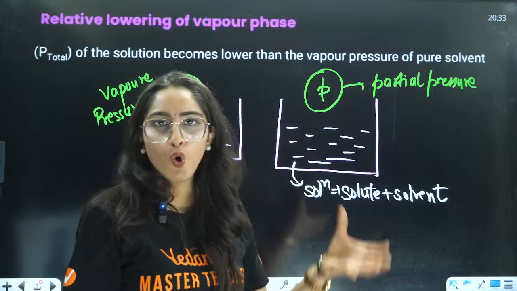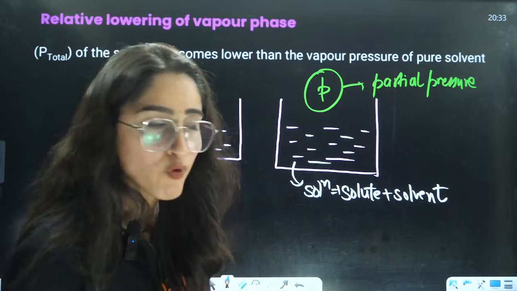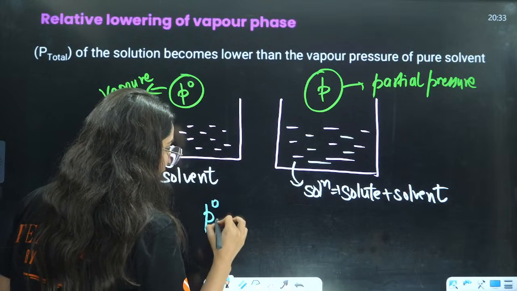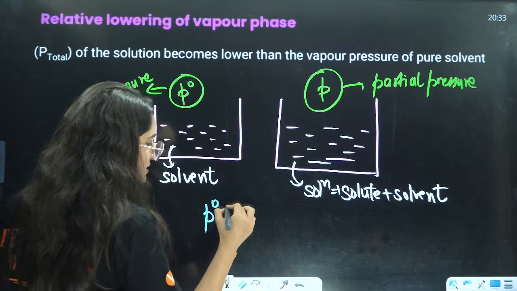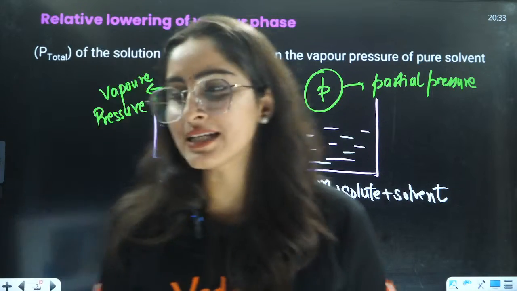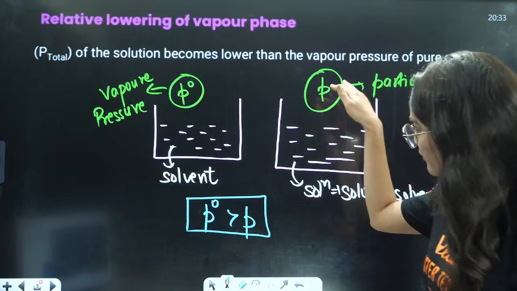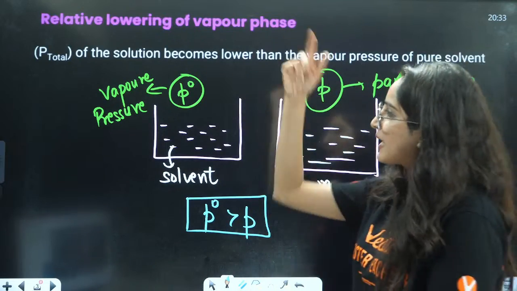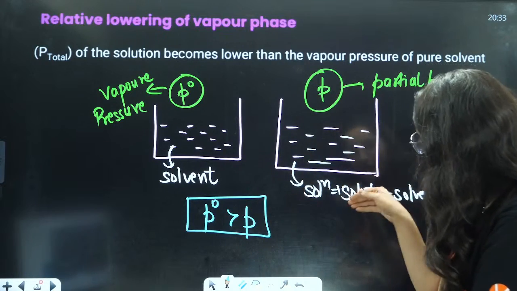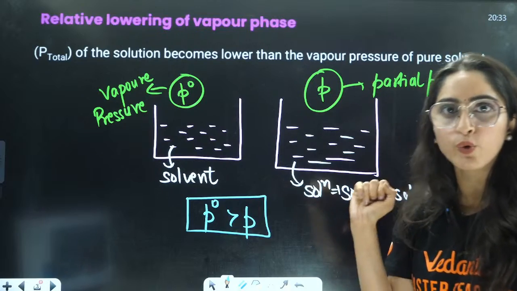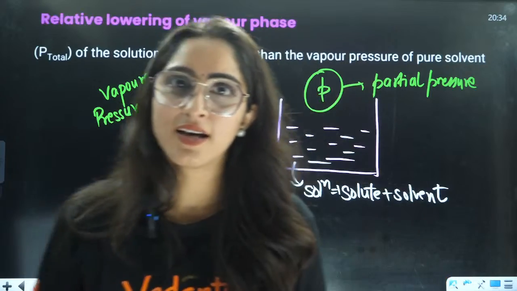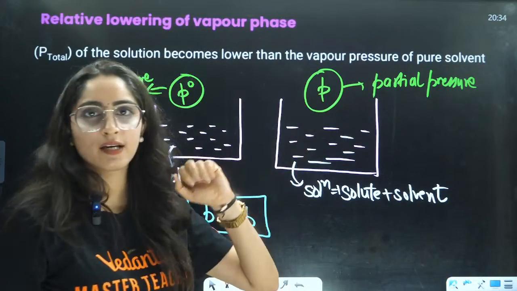So when you are alone, you are more focused, right? So that means, can I say that P naught is greater than P? Here the pressure will decrease, right? Earlier the pressure was more. He was sitting alone. But now, because he was sitting along with the friend, that is solute, now he will start getting distracted, right? So that is why the pressure will decrease.